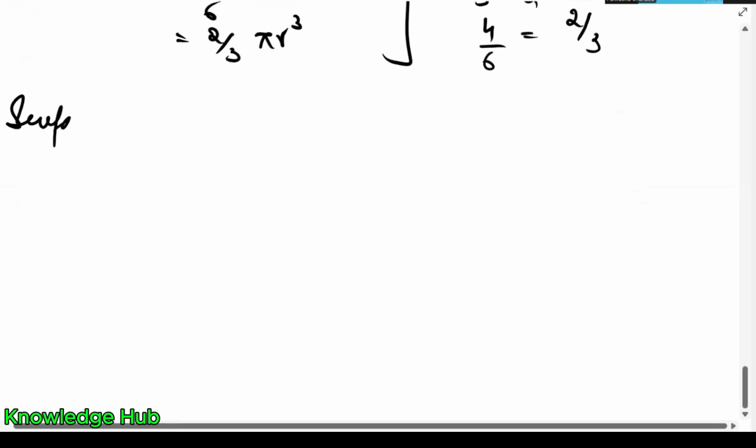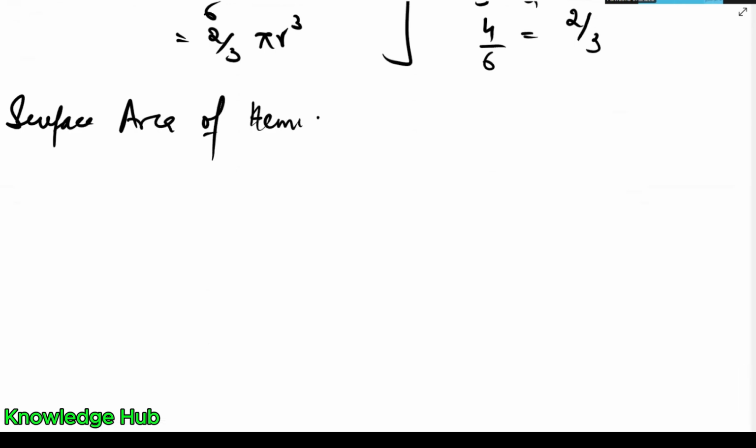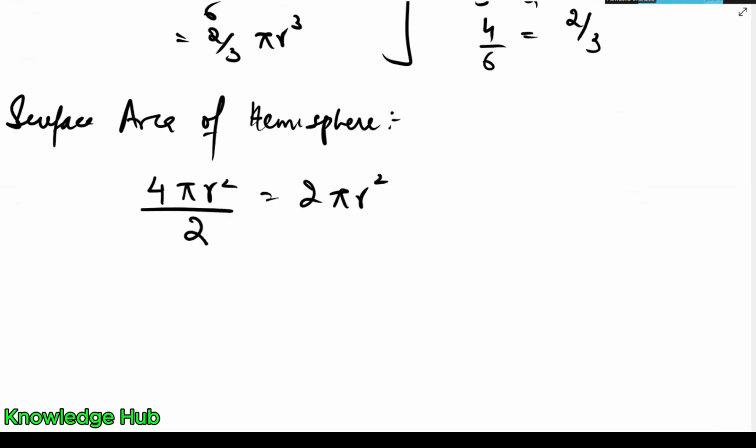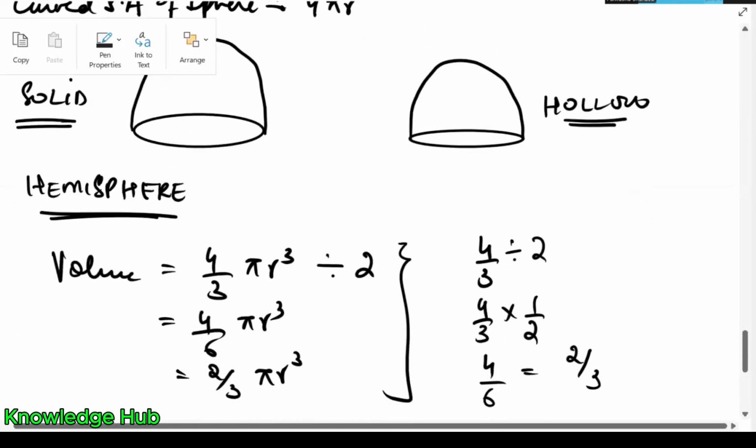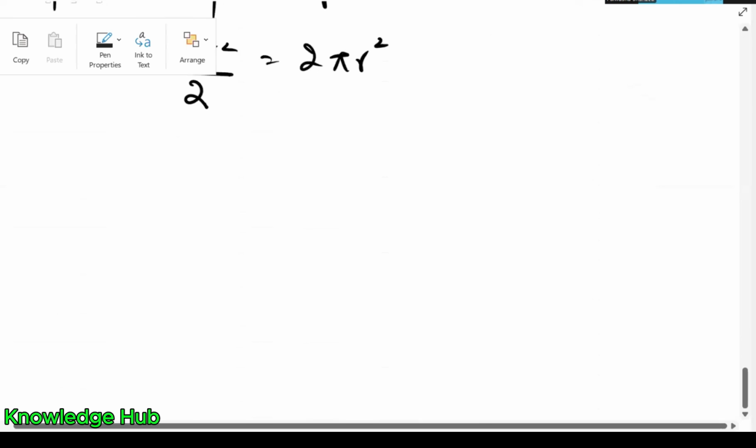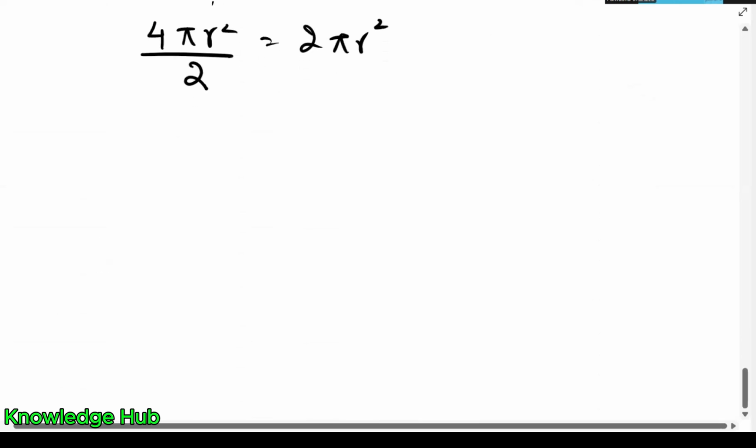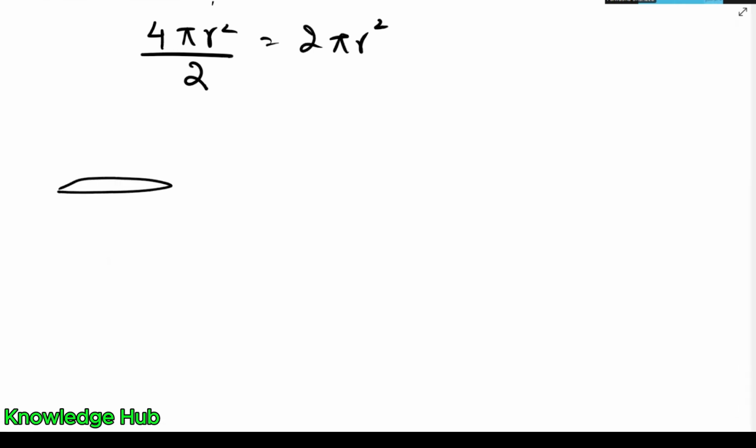Now let's talk about the surface area of a hemisphere. The surface area of a sphere is 4 pi r square. When I divide it by 2, it would be 2 pi r square for the surface area of a hemisphere. But here I have talked about the solid and the hollow. So what happens when we have a solid hemisphere, and what happens when we have a hollow hemisphere?